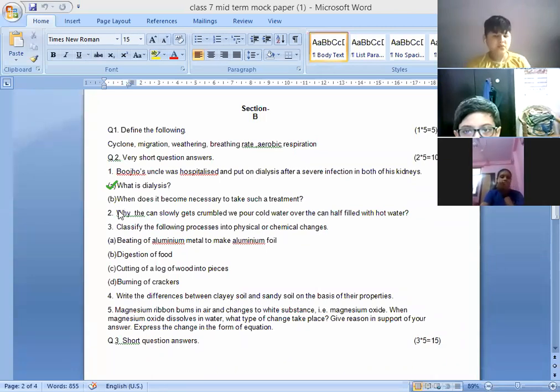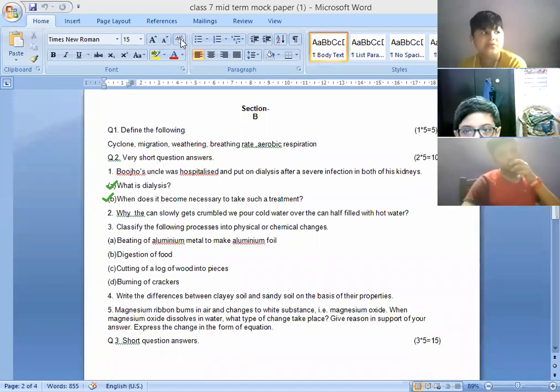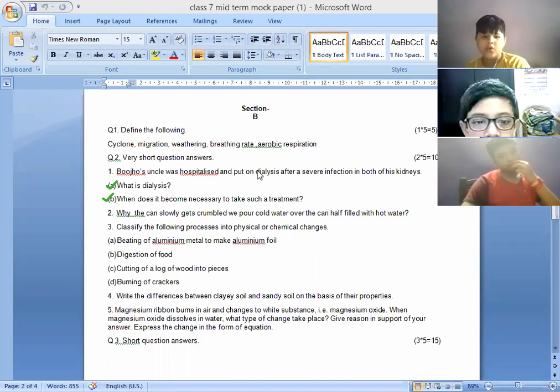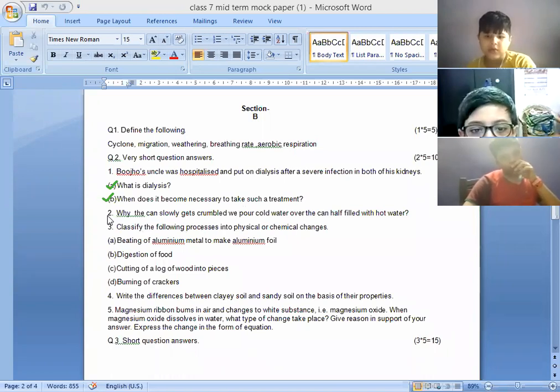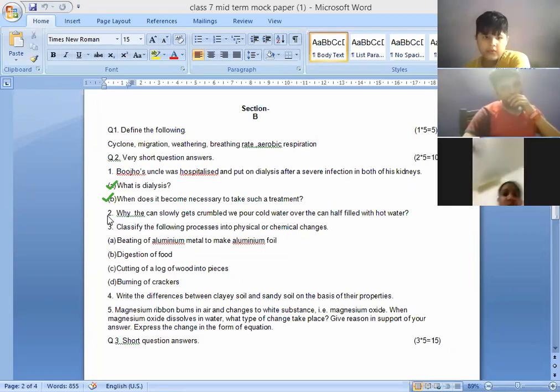Next, Mukul Jain, B part. When does it become necessary to take such a treatment? When do we go for dialysis? Mukul Jain, unmute. It becomes necessary to take it when there is a kidney failure. Yes, when there is a kidney failure, then it becomes necessary to go for dialysis.